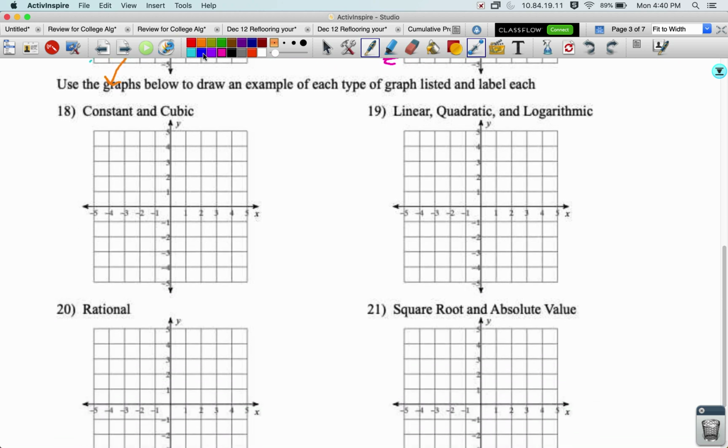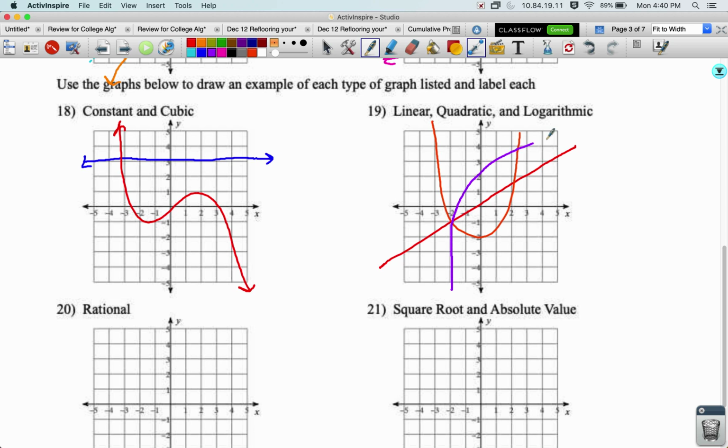All right, a constant graph. Constant graphs are just totally horizontal. They never change. They don't even have a slope. Cubic can turn twice. So 1, 2. So there's your constant, there's your cubic. Linear, straight, but does have a slope. Quadratic can turn once.